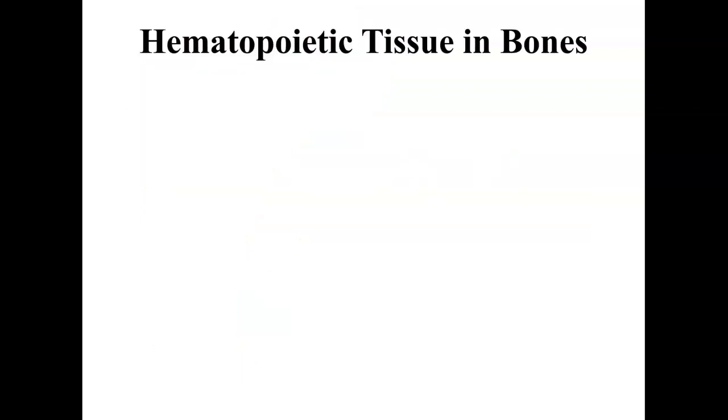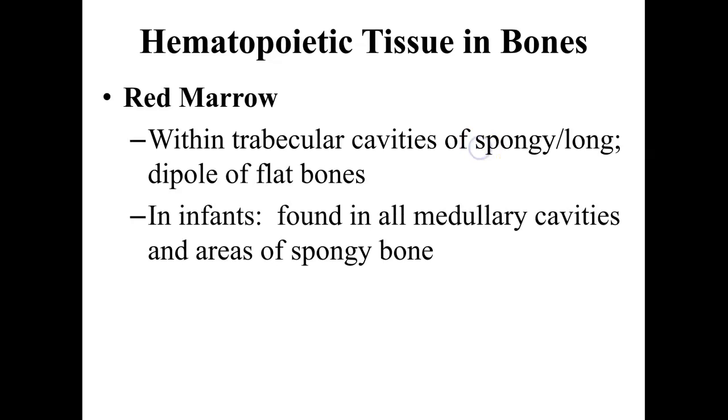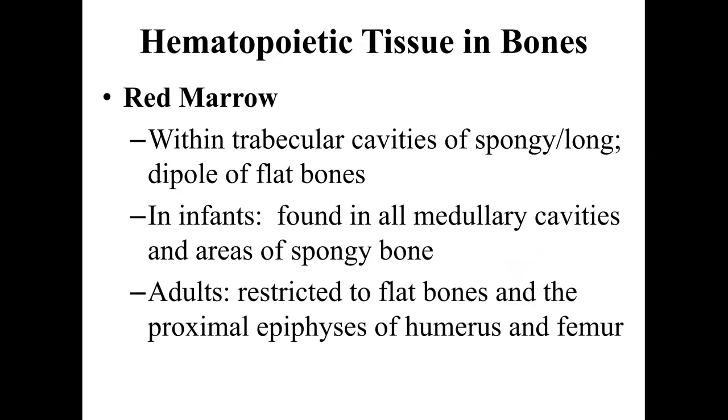So hematopoietic tissue in bones is going to be that red bone marrow. It's going to be found, like we said, within the trabecular cavities of the spongy bone and the diploë of the flat bones. In infants, it's actually going to be found, like I said, in the medullary cavity and areas of spongy bone. It's not until they're older that it actually turns over into adipose tissue or a yellow bone marrow. In adults, it's going to be restricted to flat bones and to the proximal epiphysis of the humerus and the femur.